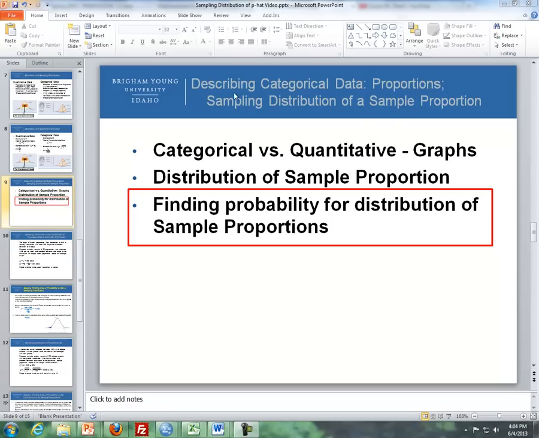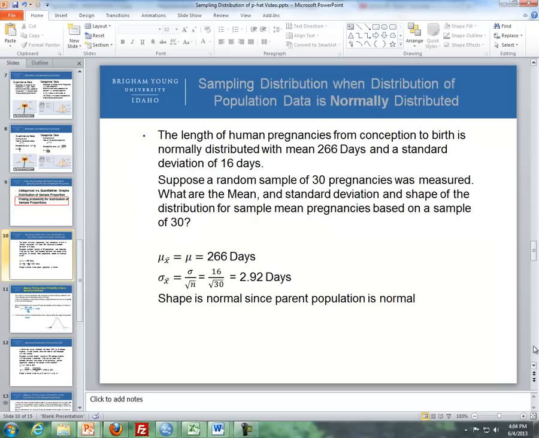Describing categorical data, proportions, and sampling distribution of a sample proportion. So this is the second part. We're primarily focusing on finding probability for the distribution of sample proportions. So let's review what we covered going back to Unit 1, dealing with distribution of sample means.